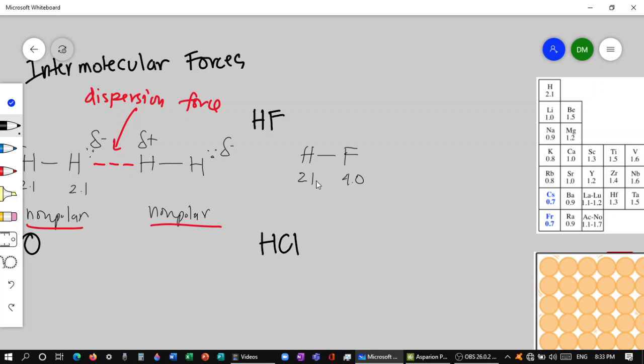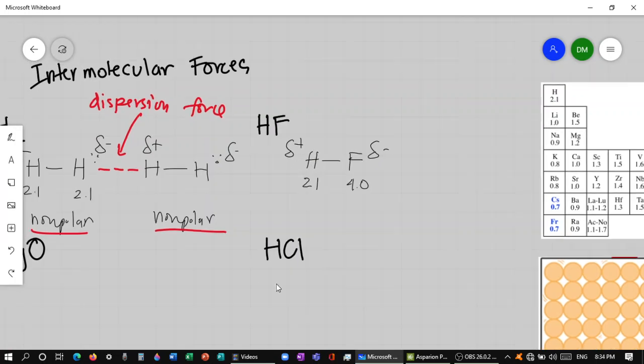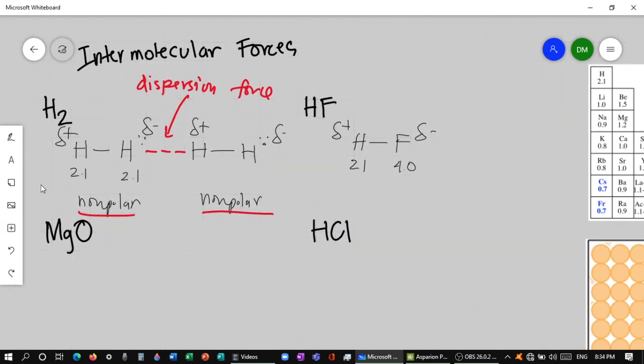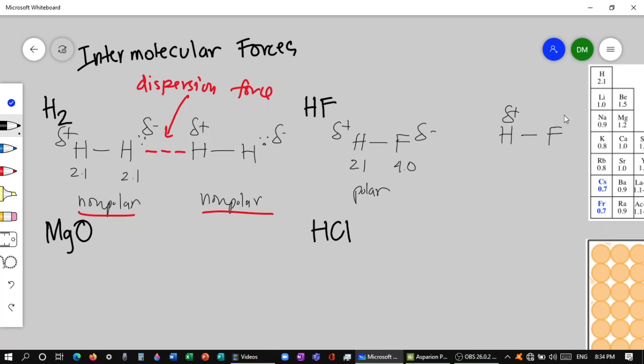Obviously, it's not equal sharing. So here, fluorine becomes partially negative and hydrogen becomes partially positive. So it's obvious that HF is a polar molecule. And let's say we have another polar molecule here, HF. Again, H is partially positive and F is partially negative. Here, partially positive, then here we have partially negative. They can be attracted to each other.